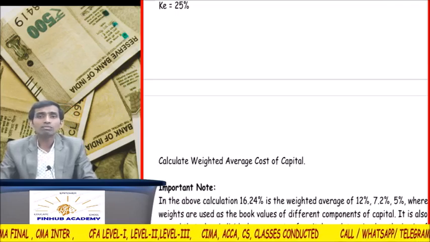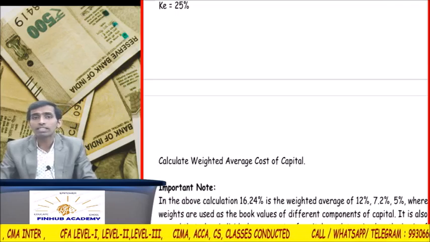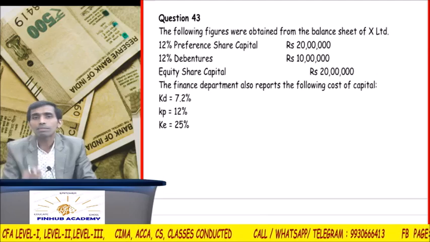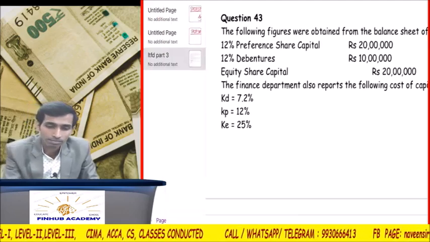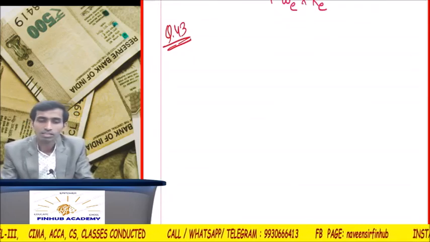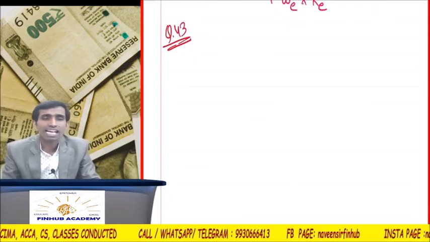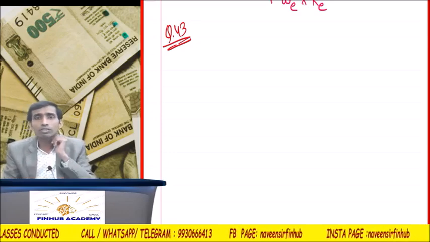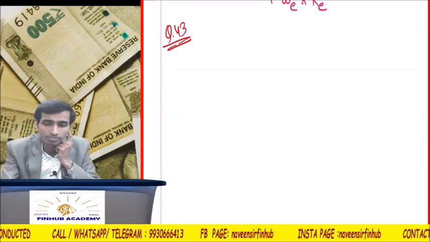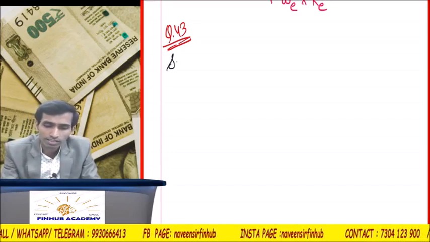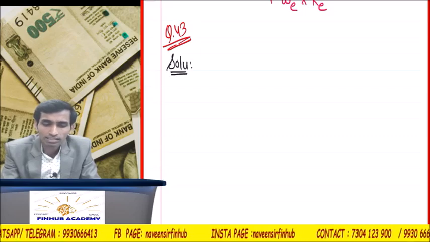Weighted average cost of capital we will calculate. So we will have to calculate weights, and then weights multiplied by respective cost. Listen carefully. Tax is not given, that means it's after tax. If it is given, you have to assume it before tax. Understood? Okay, listen. First, let me calculate. Solution. Calculation of WACC.